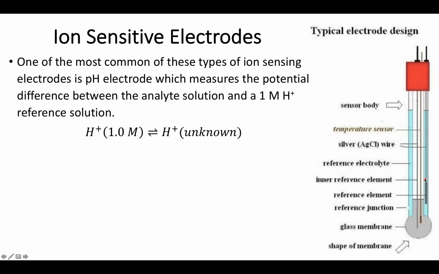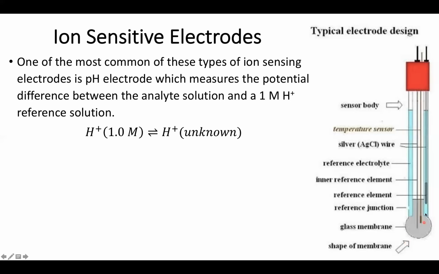So one of the more common types of these ion sensing electrodes that you've actually used is a pH electrode. For a pH electrode, you have a reference solution of about 1 molar proton. So this would be a pH 0 solution inside a reference element. And then you have a glass membrane that allows protons to come through from the exterior solution.